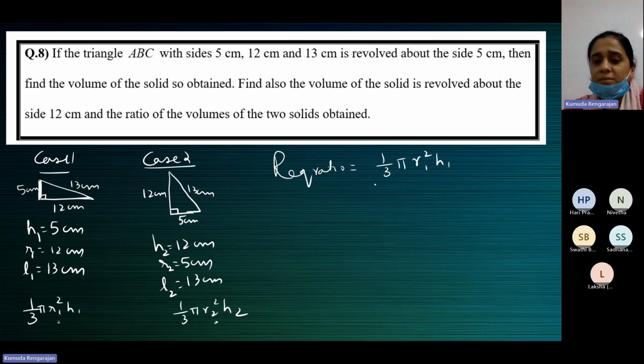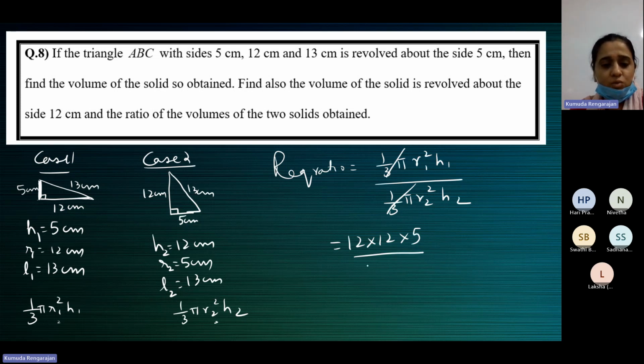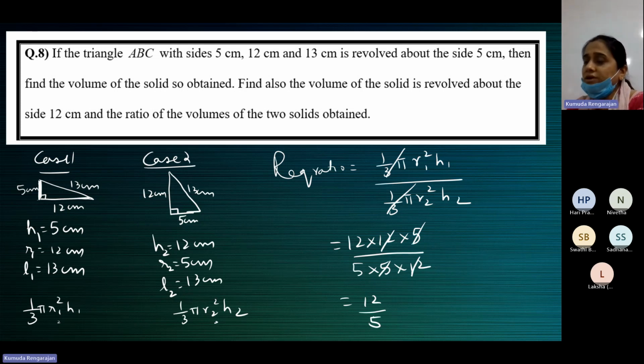R1 square H1 by 1 by 3 pi R2 square H2. Don't use these answers. 1 by 3 pi gets cancelled. What is R1 square? 12 into 12 into 5 divided by R2, 5 into 5 into 12. So see, 12 and 12 get cancelled, 5 and 5 get cancelled. So 12 by 5 is the required ratio.